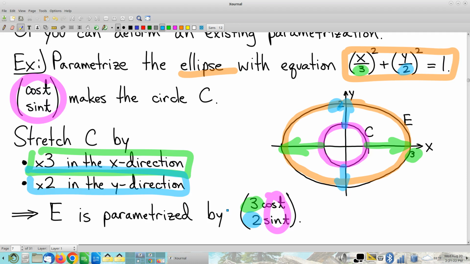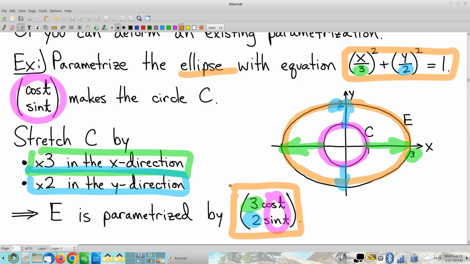And so, altogether, we have done this deformation. We have deformed our circle that we knew how to parametrize and turned that into now a new parametrization of this ellipse that I needed to parametrize.